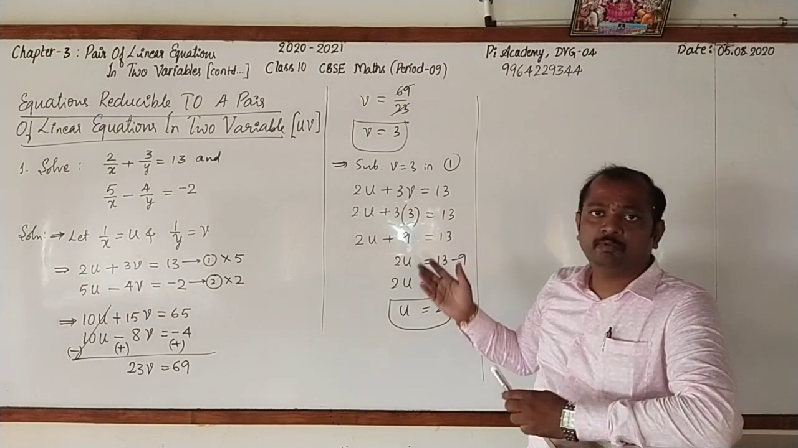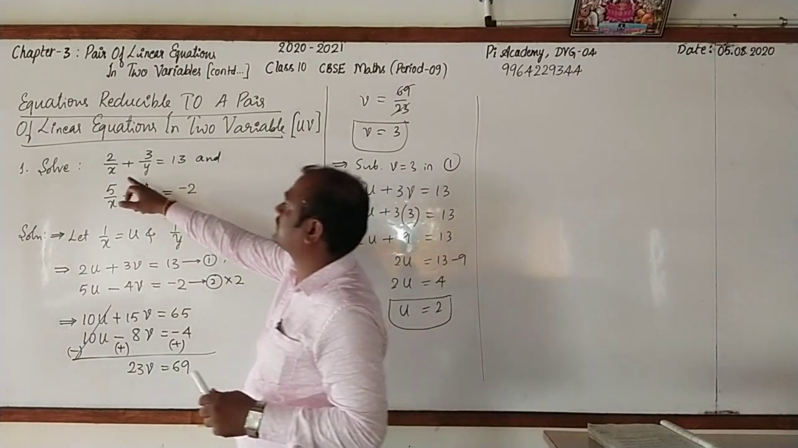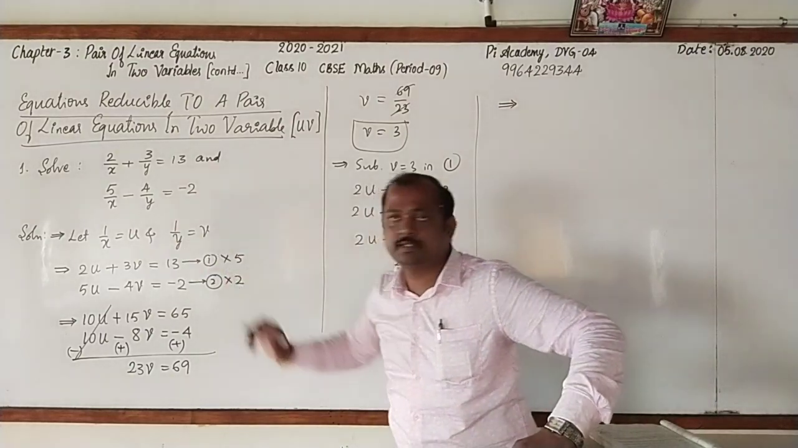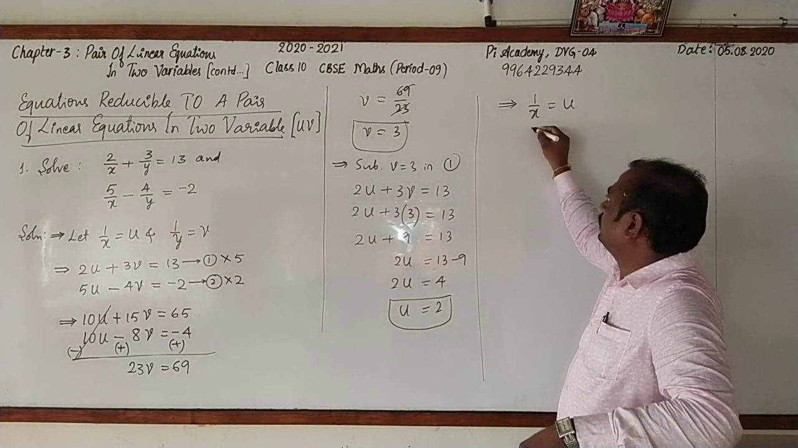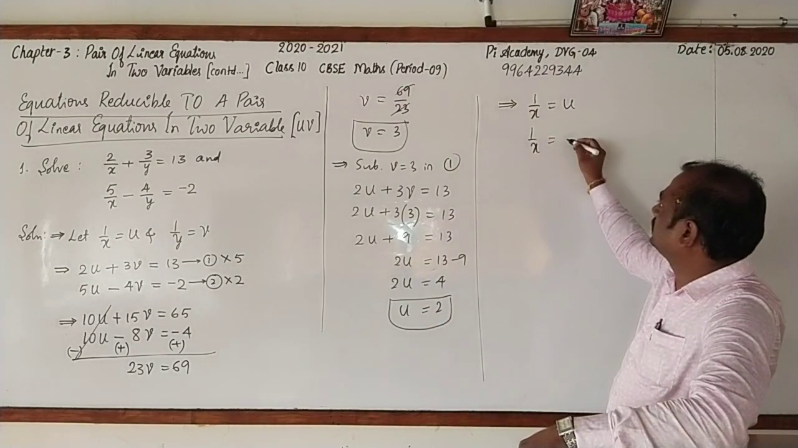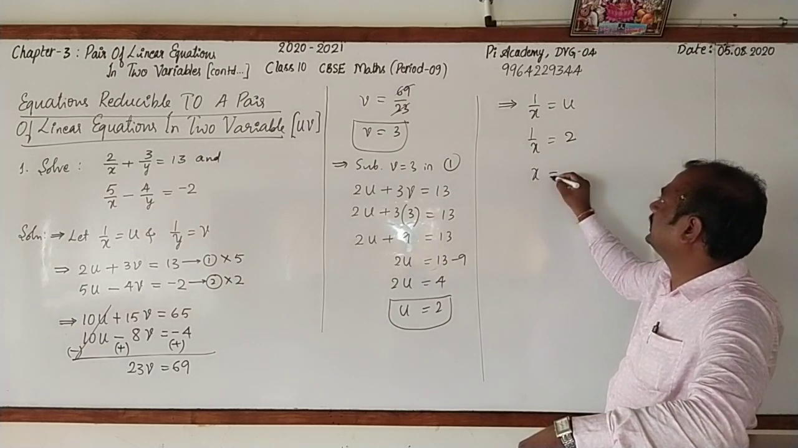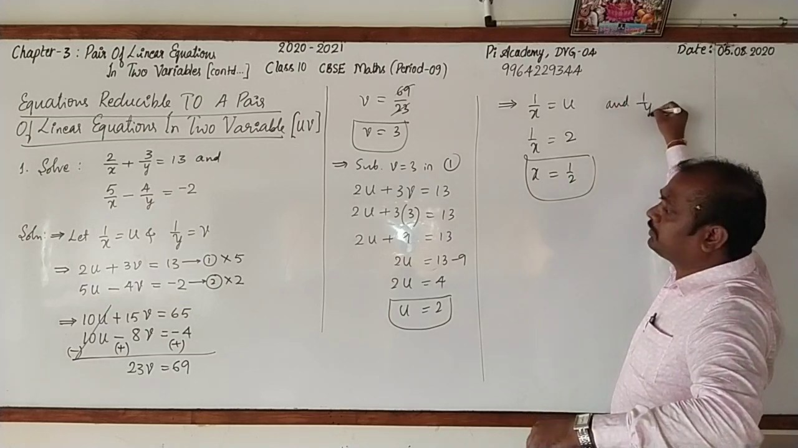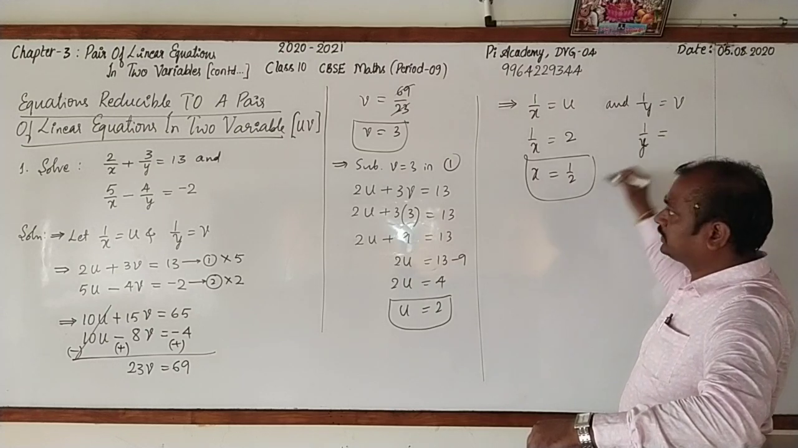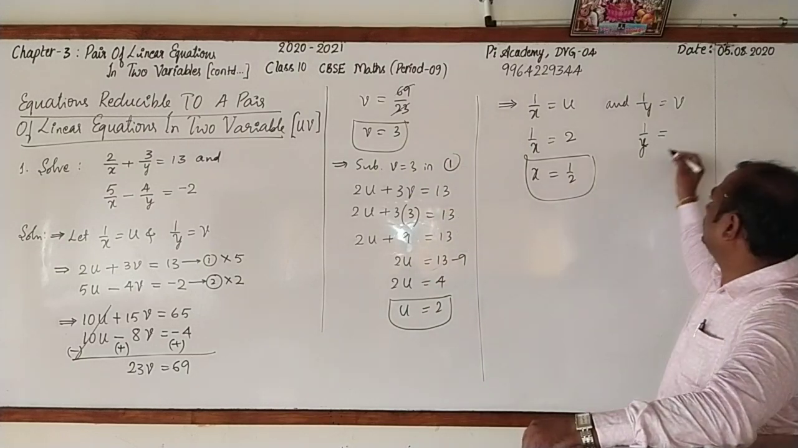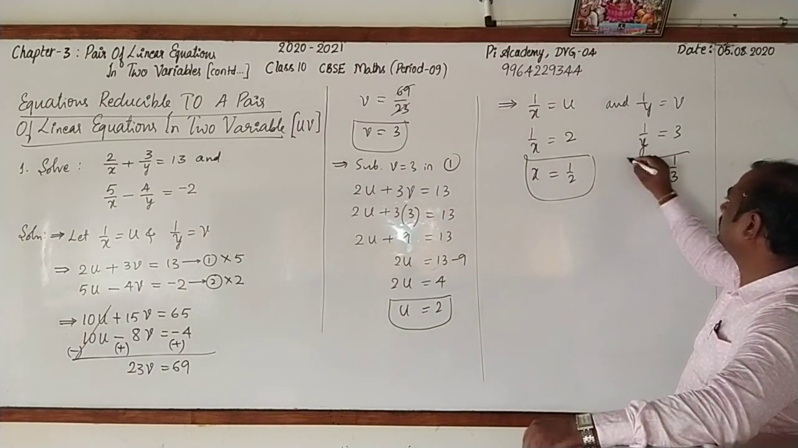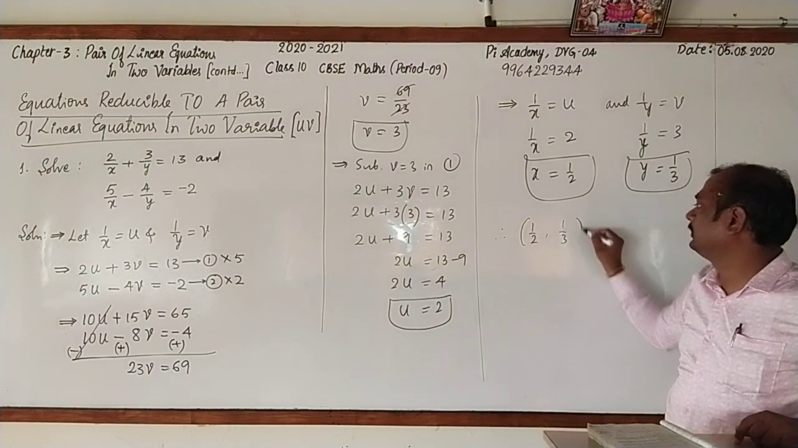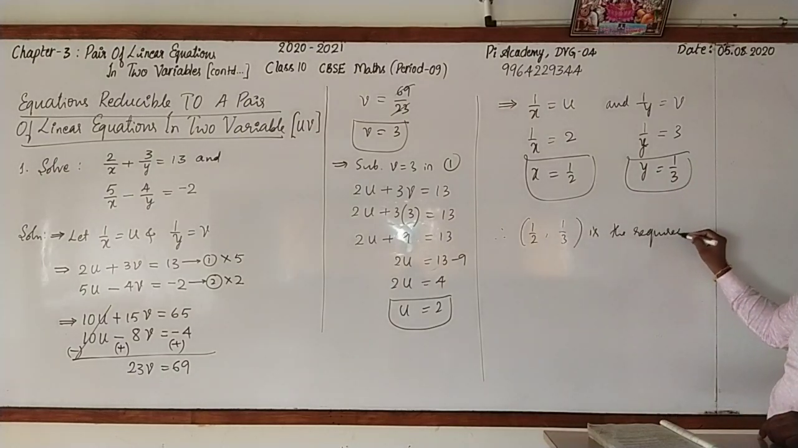We got u and v values, but what we want? We want x and y values. Then how do you go for finding them? Here we have assumed that 1 by x equal to u. First I will take that. 1 by x equal to u. 1 by x equal to what is u? U is 2. Clear? Then go for finding x. X equal to 1 by 2. Clear? Next. And 1 by y equal to v. 1 by y equal to what is v? V is 3. Then y equal to, cross multiply, 1 by 3. X is 1 by 2 and y is 1 by 3. Therefore, 1 by 2 comma 1 by 3 is the required solution.